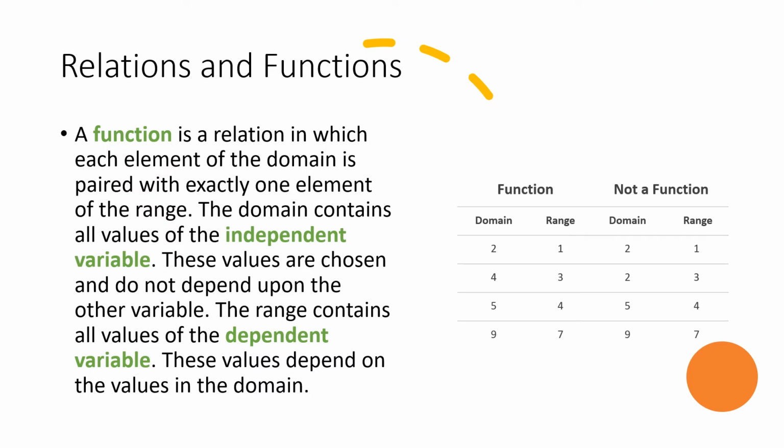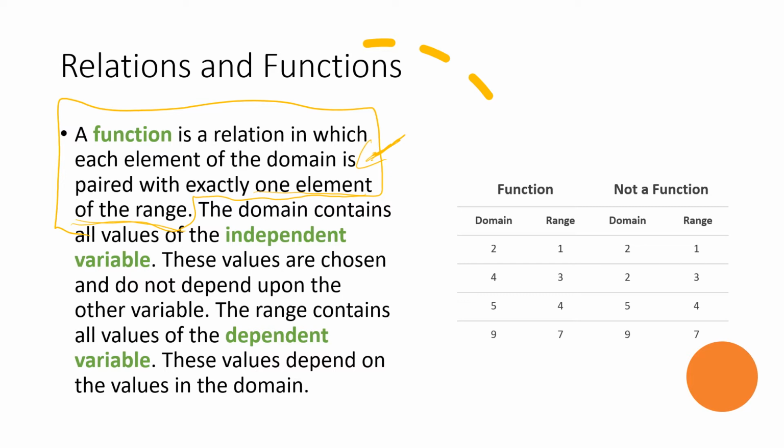So here we go. Let's start with some definitions. A function is a relation in which each element of the domain is paired with exactly one element of the range. And this is actually where we're going to pause for a moment. This is the key part of what we mean by a function. The other things here about the independent and dependent variables are important. We're going to be using them later. But right now, to simply identify a function, this is what we need to know right here. One element of the range per domain.